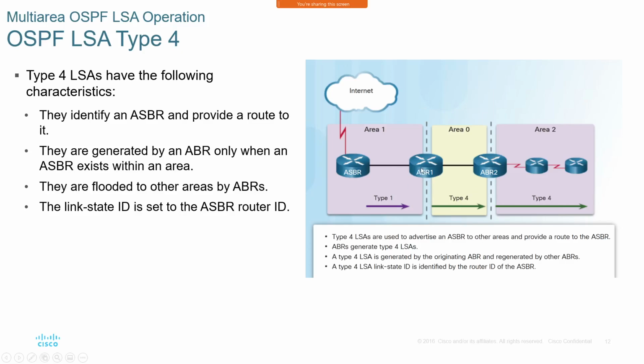So ABR1 already knows that the ASBR is in the same area as it. So it doesn't have to receive a type 4 LSA from the ASBR. Now that ABR1 knows that there is an ASBR because it will receive the routes, okay, as external OSPF routes, it already knows where the ASBR is. It already knows how to get to the ASBR, but it needs to tell everybody else where the ASBR is and how to get there. And how does it do that? By sending the type 4 LSAs to everybody else. Right? So this is the purpose of the type 4 LSA.